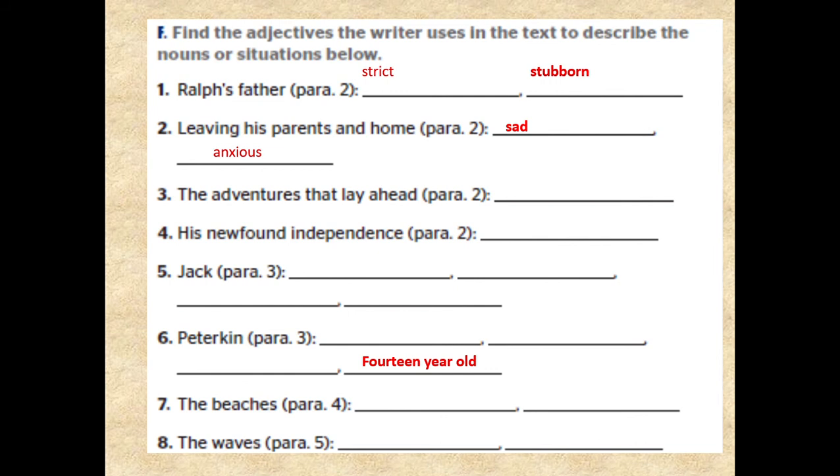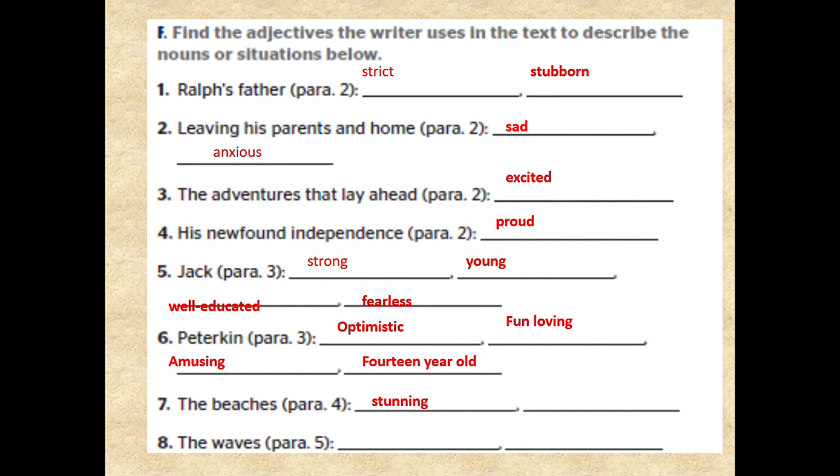The adventures that lay ahead. How does he describe the adventure that lay ahead in paragraph 2 also? Yeah, excited. He was excited. 4. His newfound independence. How did he feel? Proud. Excellent. How does the writer describe Jack in paragraph 3? Strong, young, well-educated, and fearless. Good, great. 6. Peterkin. How does the writer describe Peterkin? Optimistic, fun-loving, amusing, and 14 years old.